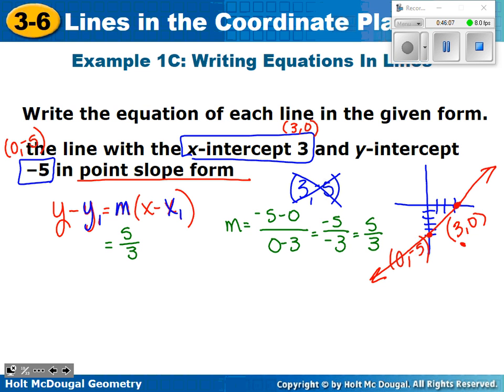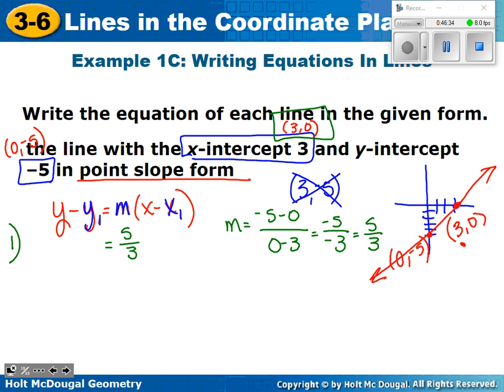Okay, and what does x1, y1 mean again? It's just a point that's on your line. We know for sure 2 points that are on our line. We have an x-intercept and we have a y-intercept. So at this point, you can pick whichever one you want to use. There are 2 possible answers. One answer would be to use the 3, 0. So let's plug in the 3, 0 and write our equation like that.